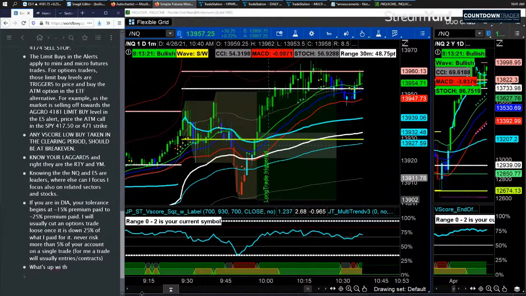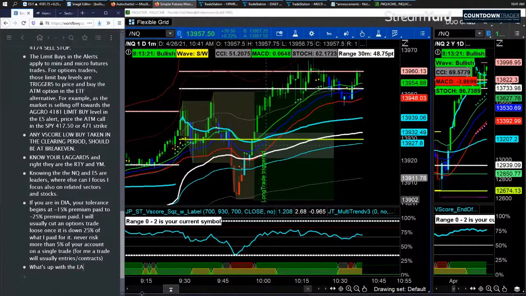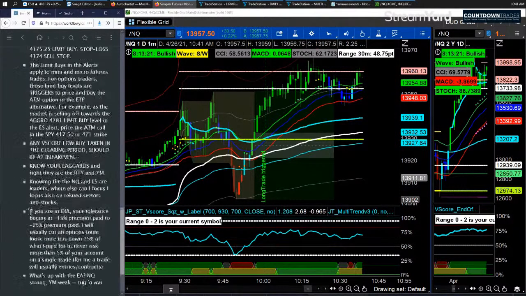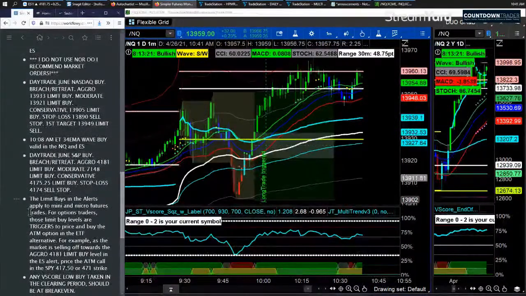What's up with the ES? Q strong, YM weak equals tug of war. Okay, that's what's happening. ES is caught in the middle. Again, as long as my DIA, and you know what, a 15% stop on DIA is probably fine. It's probably fine. All right. I don't have an issue with that.